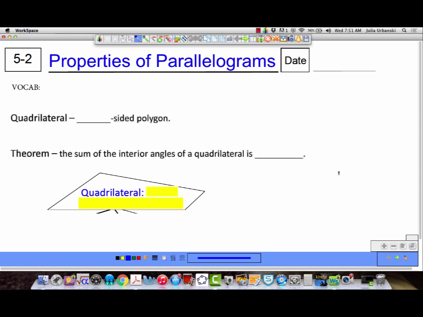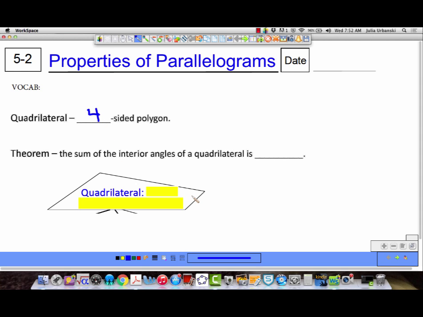We picked up the little reference charts on Monday, and we're going to fill this in little by little as we know the properties that we need. So, a quadrilateral, for our first word here, is how many sided? A 4-sided figure.